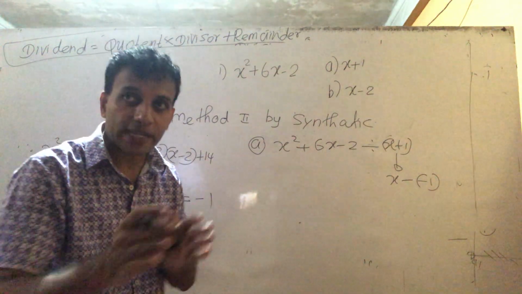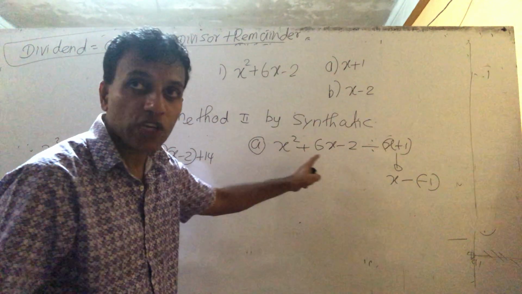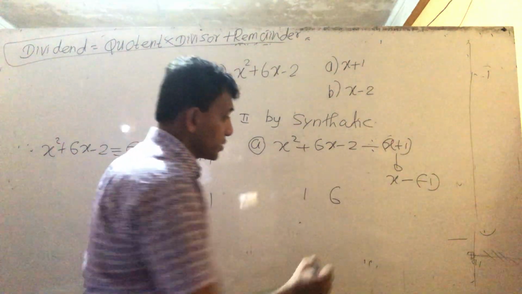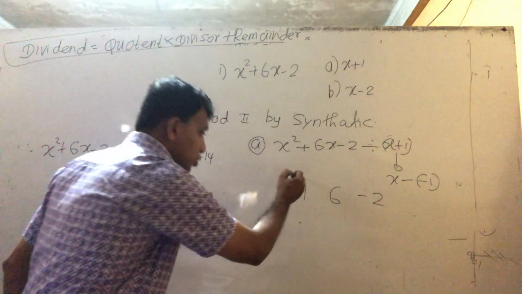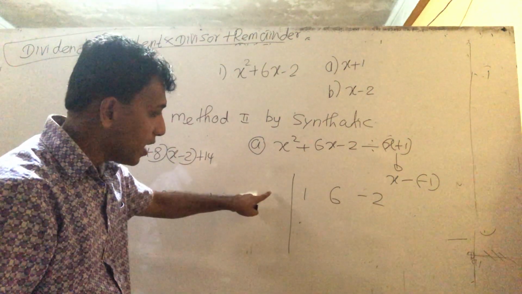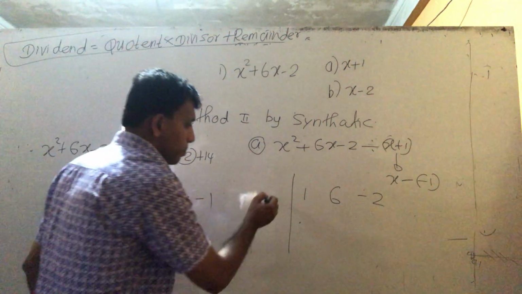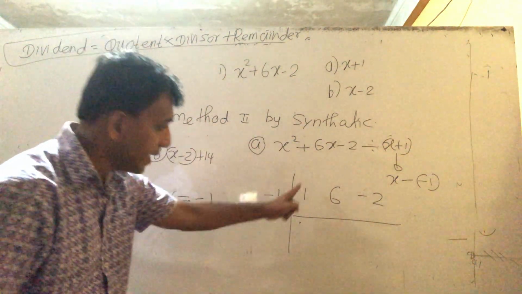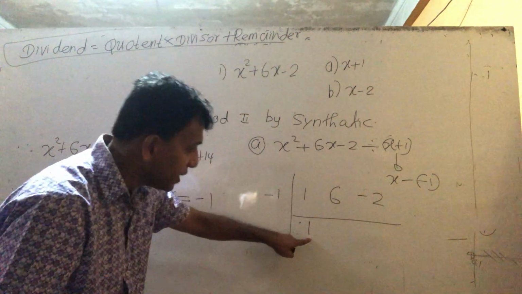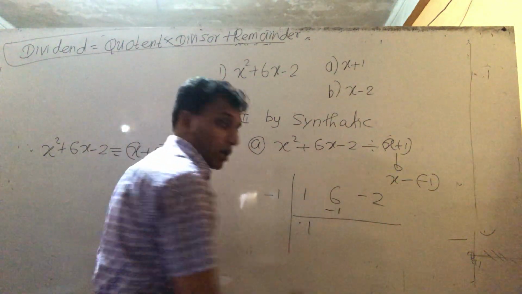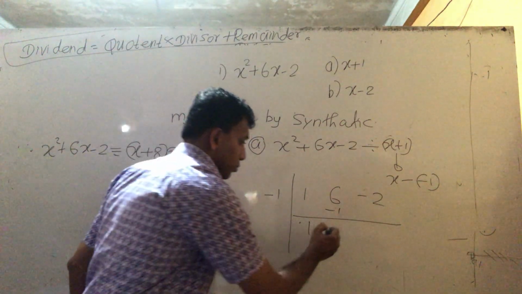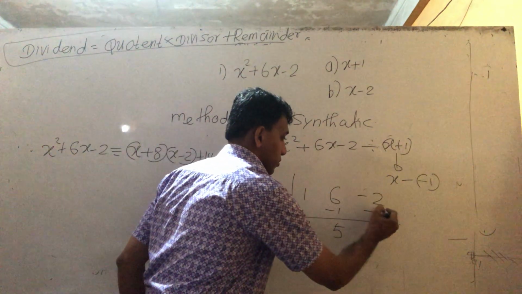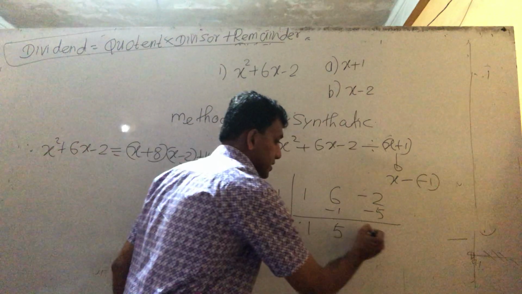And I follow the synthetic method I described. First you write the coefficients in order: here 1, here 6, here minus 2. Draw a line like this. And what is r here? r is minus 1, right? Now draw a horizontal line. Now the idea: take 1 down. 1 into minus 1 is minus 1. If you add both, the answer is 5. Next, 5 into minus 1 is minus 5. Add to minus 2, minus 7.